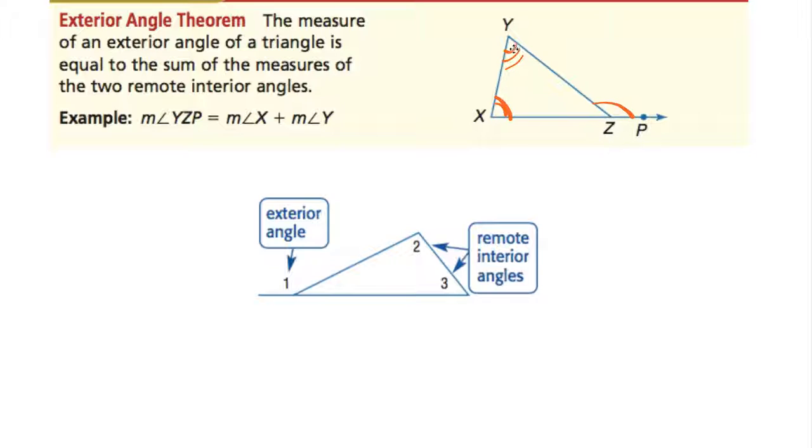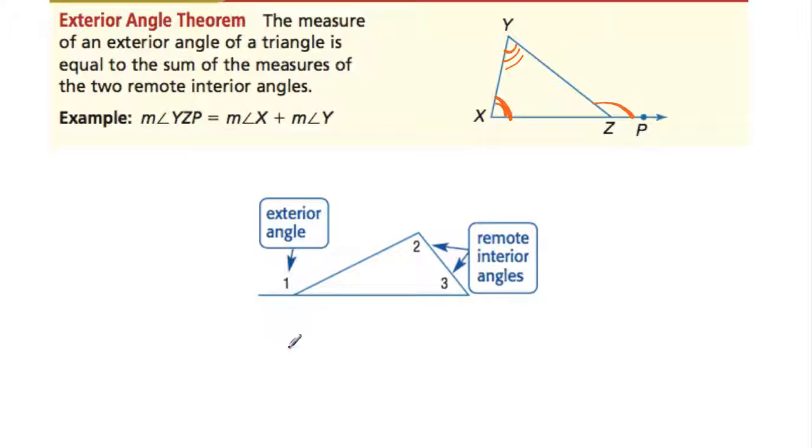So if I add these two measures together, x plus y, it's going to be equal to this. And we can work this out as a proof, but if you think about it, these two angles plus this interior angle here equal 180. So that means that, well, if these three equal 180, and then this exterior angle plus this interior angle equal 180, then that means that the exterior angle and that interior angle must be the same.